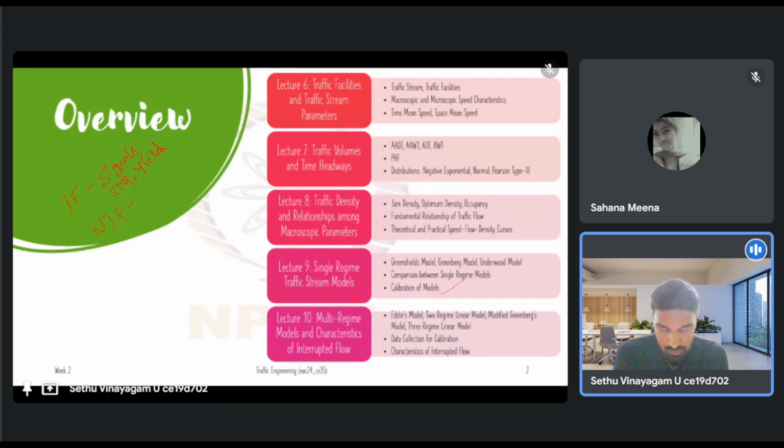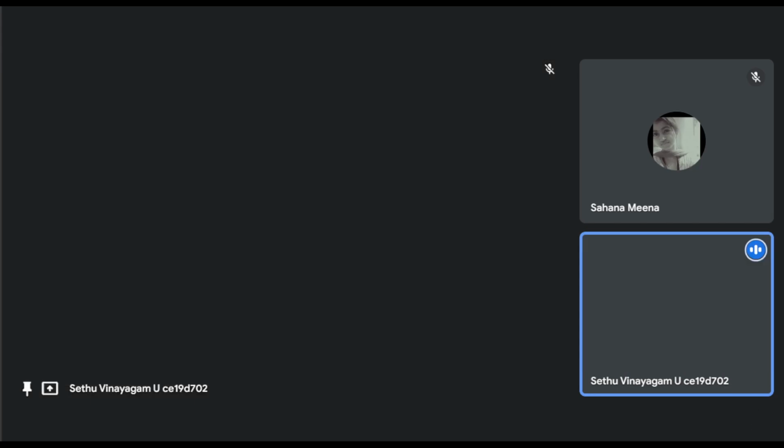We had multiple of these, and again the data collection for calibration of these models is similar. We'll collect the speed, flow, or density, and then try to estimate the parameters with respect to the equation that we are proposing. And finally, we looked at characteristics of interrupted flow. As I said, interrupted flow facilities are those where there are some external factors. We looked at two cases: where we had a traffic signal, and where we had a stop or a yield sign.